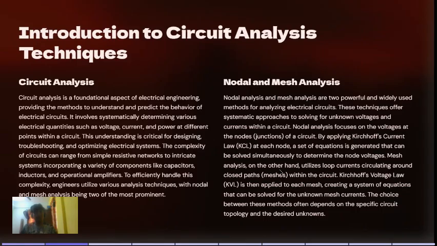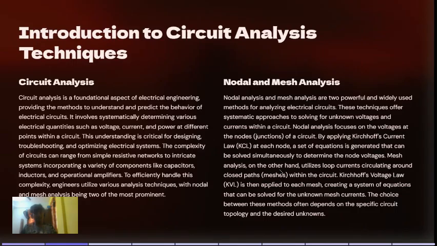Introduction to circuit analysis techniques. Circuit analysis is a foundational aspect of electrical engineering, providing the methods to understand and predict the behavior of electrical circuits. It involves systematically determining various electrical quantities such as voltage, current, and power at different points within a circuit. This understanding is critical for designing, troubleshooting, and optimizing electrical systems.